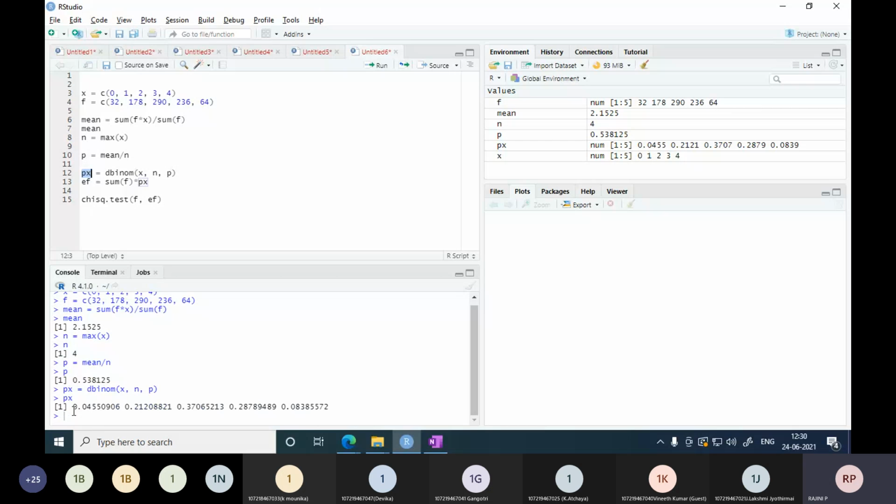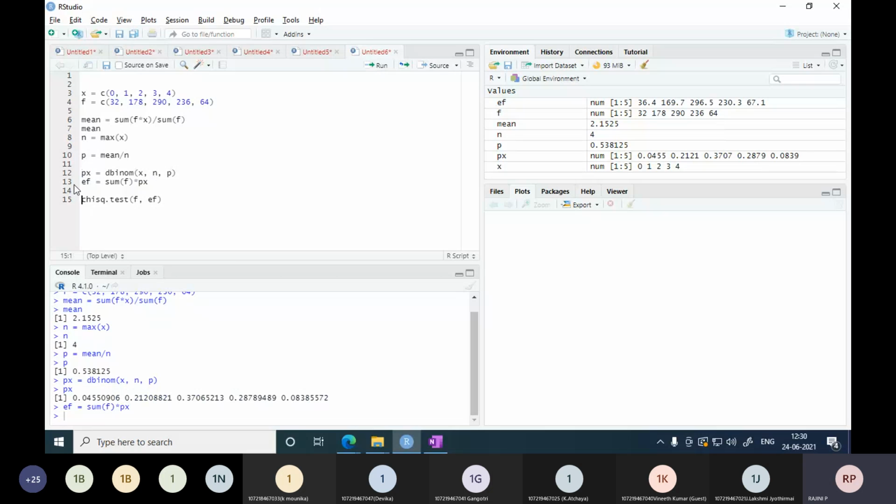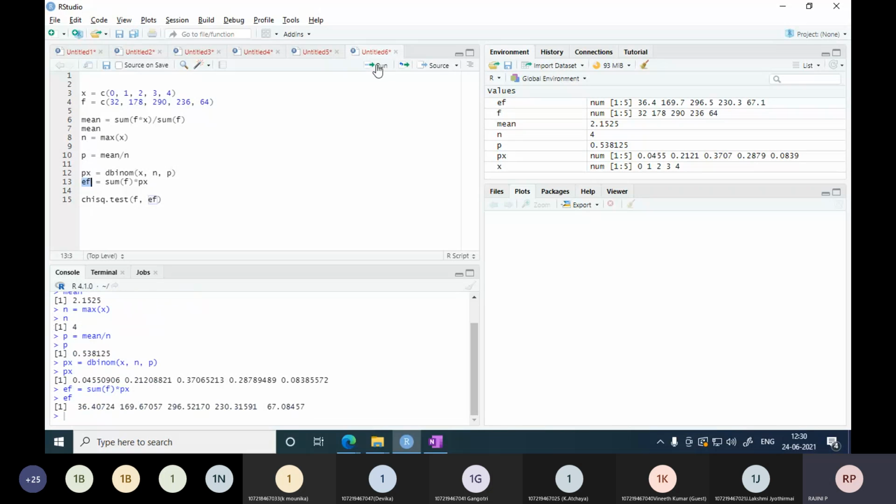X is equal to 0, this is the probability. X is equal to 1, this is the probability. X is equal to 2, this is the probability. X is equal to 3, this is the probability. X is equal to 4, this is the probability. Okay, now find the expected frequency. What are the expected frequencies? You got it? Yeah, these are the expected frequencies.